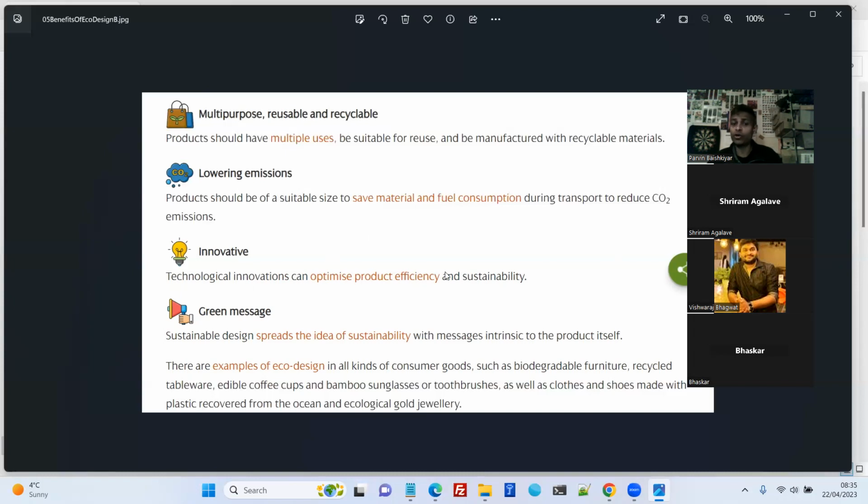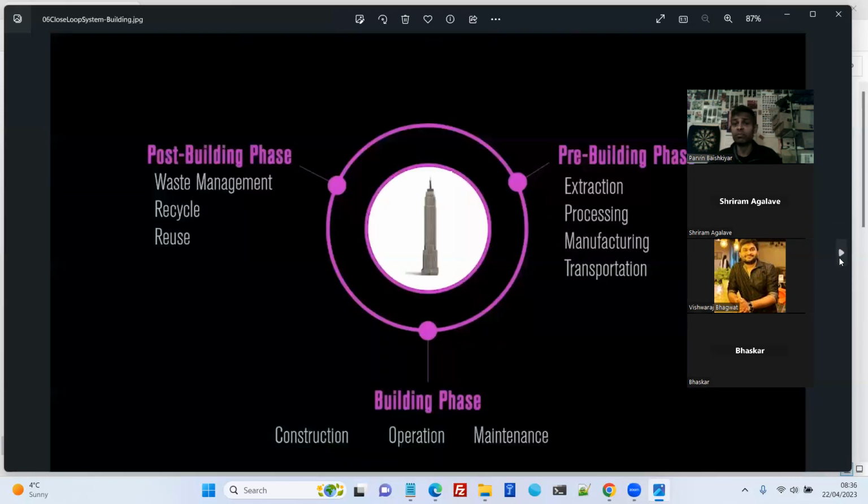Innovative technology: innovations to optimize product efficiency and sustainability. Green message, sustainable design: spread the idea with the message intrinsic in the product itself. The examples, as I said, wherever you have a doubt, we can always look into any industry. Biodegradable furniture, recycled tableware, edible coffee cups, bamboo sunglasses, toothbrushes, as well as clothes and tools made with plastic recovered from the ocean. So there are hundreds of examples we have, and there are millions of possibilities.